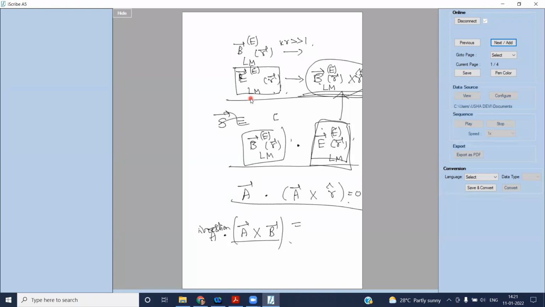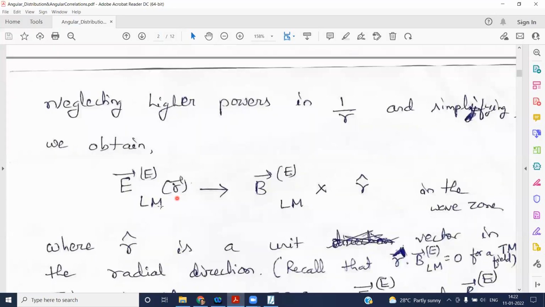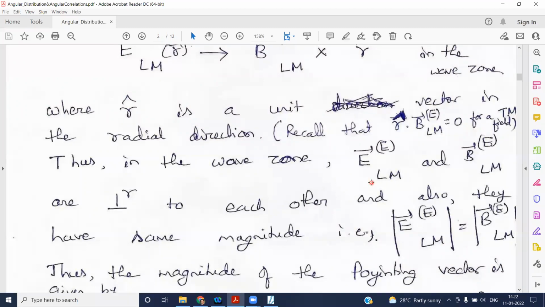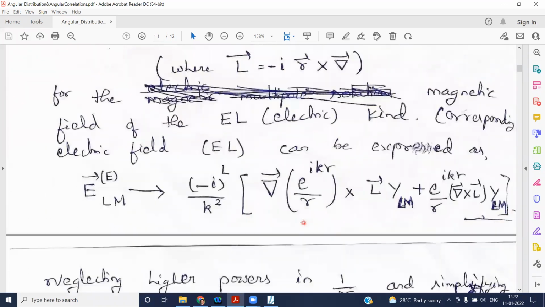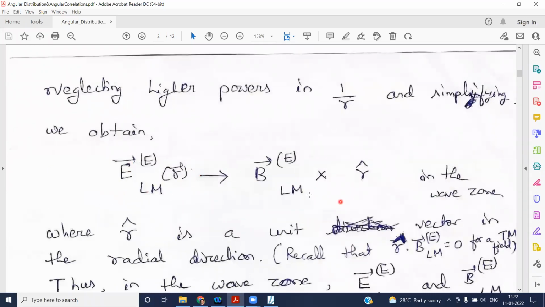So now tell me what B dot E is. What is E? I have written it here. I am asking you to substitute for E as B cross R. All this ELM and all that, forget it. It's a vector. E is B cross R. So there is a B dot B cross R. What is the value of B dot B cross R? It is 0. Louder. So what I am telling you is this: in the wave zone, E and B are perpendicular to each other. One property that I have obtained is that in the wave zone, E vector is B cross R. That tells me that E and B are perpendicular to each other.